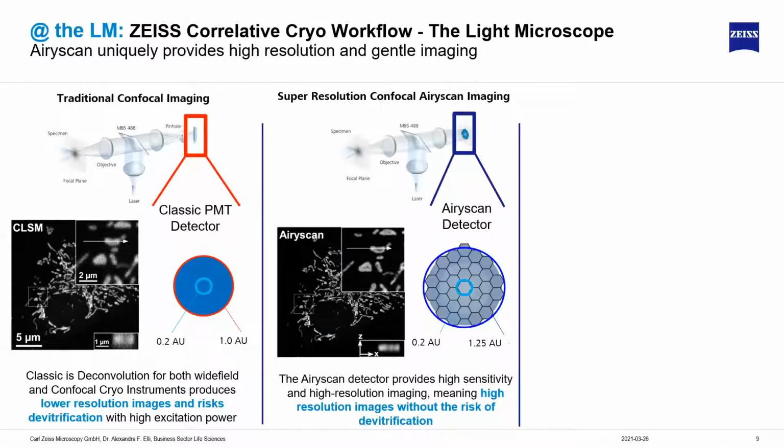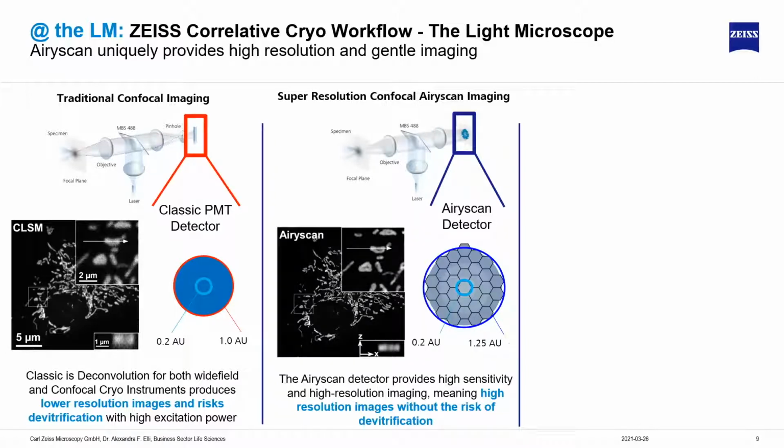The Airyscan detector, however, is the next level in terms of image resolution and signal. This is a smart implementation of a unique detector that contains 32 distinct elements, each capturing 0.2 Airy units of light and together delivering 1.25 Airy units of signal. Taken together, these things mean that this detector delivers both higher resolution and higher sensitivity than the traditional confocal detectors.